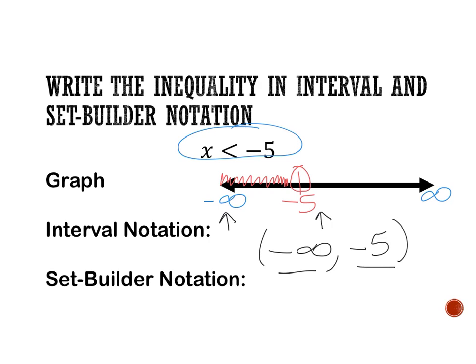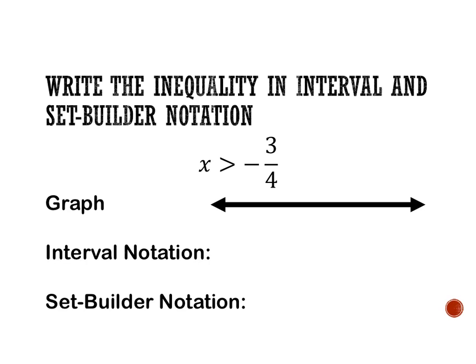Then finally, here comes my set builder notation. Set builder notation is always inside the little squiggly brackets, and these brackets or braces say the set of all real numbers x such that, and my solution, x is less than negative 5. And there we go. There's an example of one where shading starts in negative infinity and stops at a real number.